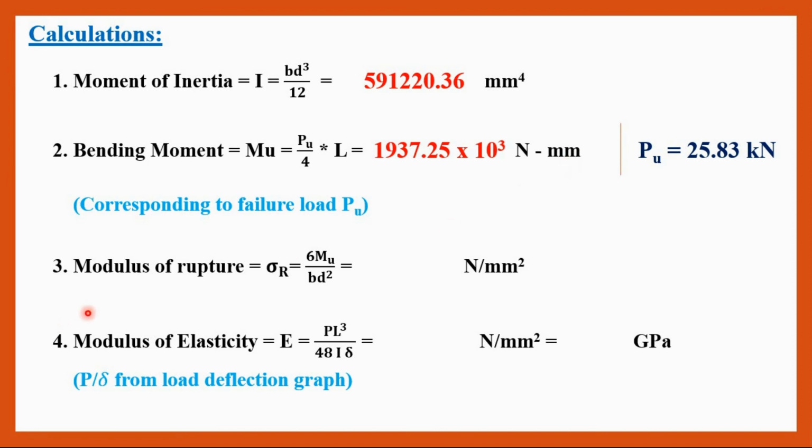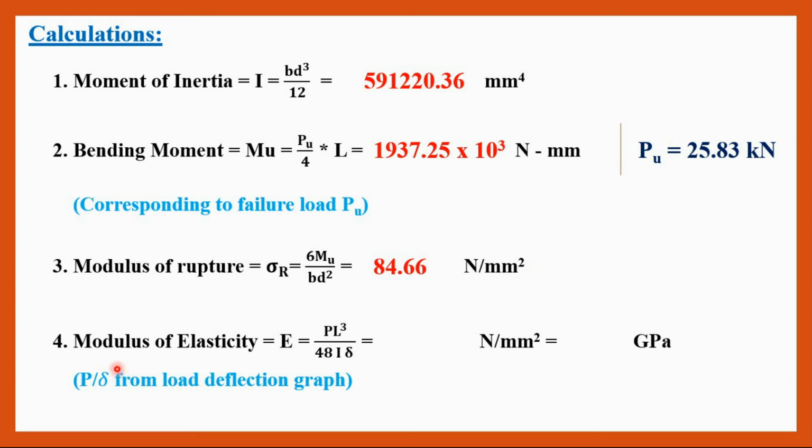And the modulus of rupture is given by sigma r is equal to 6 Mu by BD square. Mu is the bending moment at the time of failure. Substitute here, we got the value of modulus of rupture as 84.66 Newton per mm square.